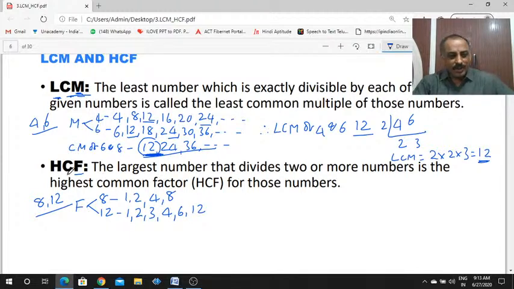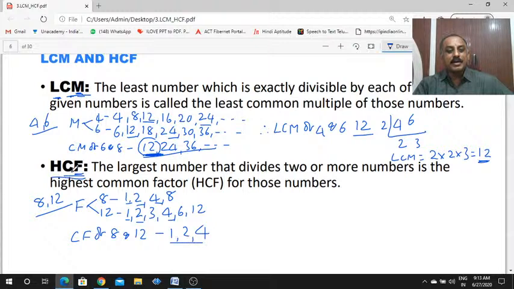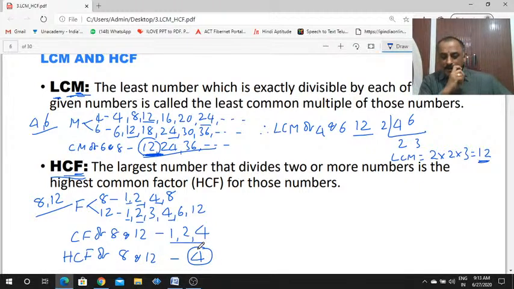Now, in HCF, the last letter F is completed. Now take the last 2 letters, common factors. Tell me, friends, what are the common factors of 8 and 12? 1 is a common factor, 2 is a common factor, 4 is also a common factor: 1, 2, 4. Now out of these 3 common factors, what is the highest number? Now take all 3 letters. The highest common factor of 8 and 12 is 4.